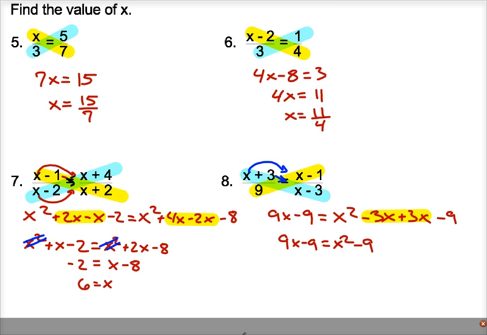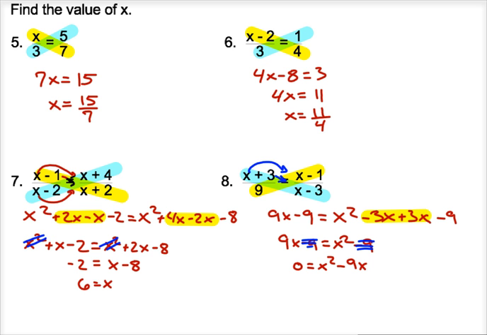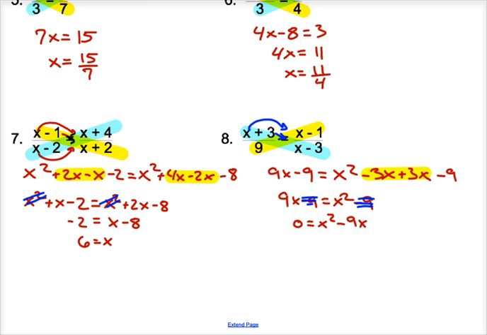I notice there's an x squared that's not going to cancel, so let's get everything to the same side. I also notice that there's a minus 9 on each side, so if I add 9 on each side, the minus 9s are going to cancel. So I'm going to subtract 9x on each side and get 0 equals x squared minus 9x. Since there is an x squared in here, I'm going to have to factor this to solve it.